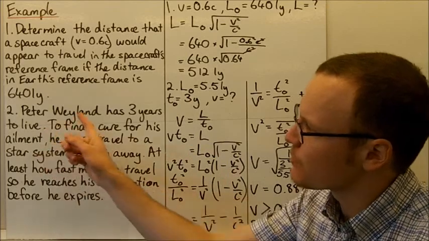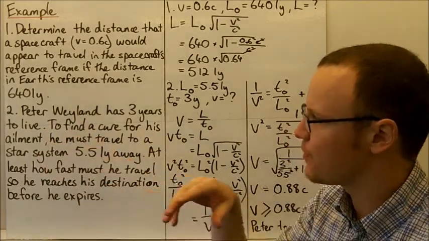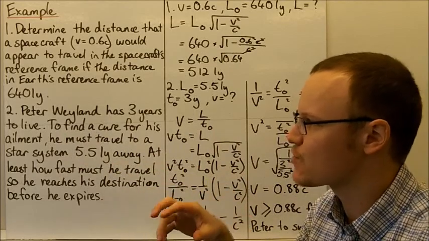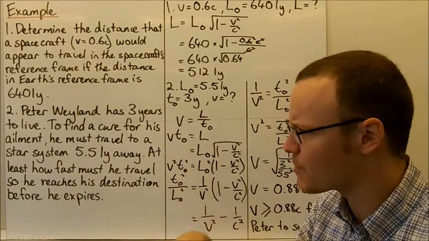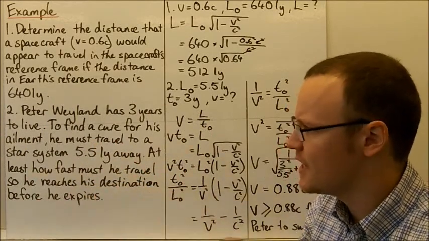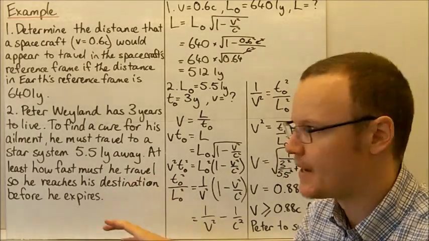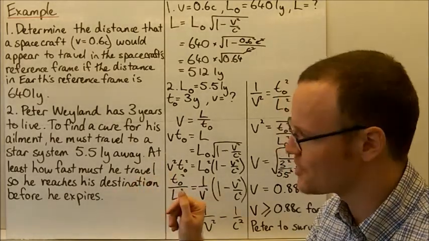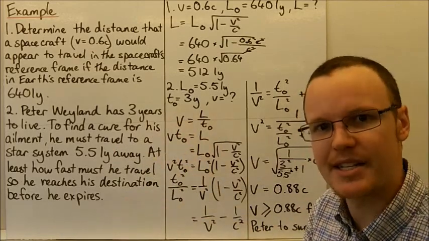Second example, we've got a character, Peter Wayland. He has 3 years to live, and to find a cure for his ailment, he must travel to a star system that is 5.5 light years away. And we need to find out at least how fast he needs to travel so that he reaches his destination before he dies. So pretty serious situation we've got going on here. He's got 3 years to live. So that's 3 years in his perspective.